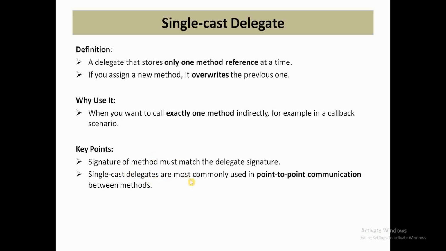Single cast delegates are most commonly used in point-to-point communication between methods. Single cast delegate means point-to-point communication. The main thing is that if we have only one method and we want to invoke that particular method through the single cast delegate, it means only one sender and one receiver. It is a kind of point-to-point communication between one method and one delegate. So that is a single cast delegate.